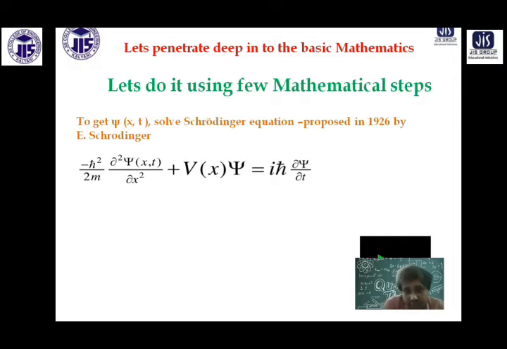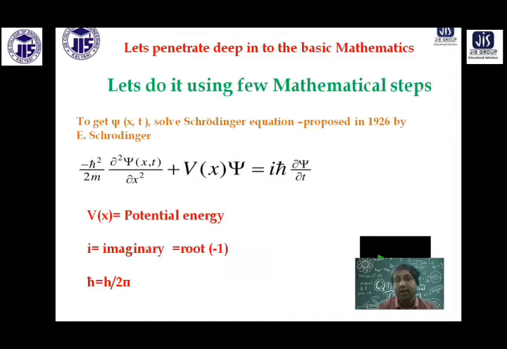This equation does not look good at a single glance, but it is the equation of motion of a particle in quantum mechanics. There are so many terms. H cut means Planck constant by 2 pi, m is the mass of the particle moving, 2 is a number, and double derivatives are there. The derivatives are partial because psi is a two-variable function. V(x) is called the potential energy term; how it influences your problem we'll discuss very soon. And i h cut del psi del t, where i is root over minus 1. This equation is popularly known as the Schrödinger equation.